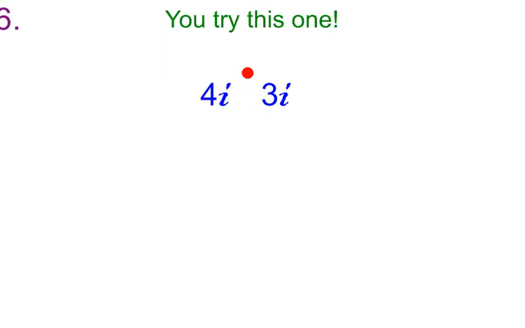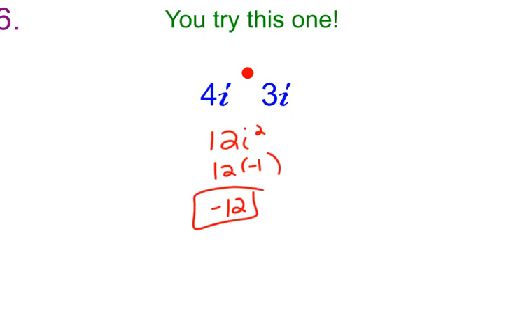So you guys try number 6. You would get 12i squared. Since i squared is -1, we would have -12 as our answer.